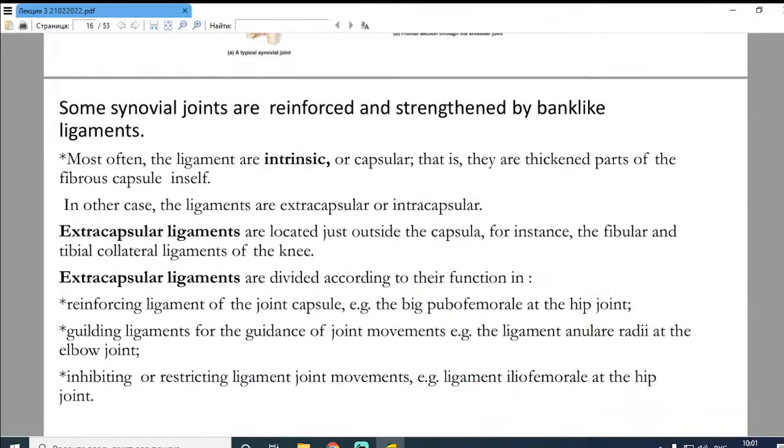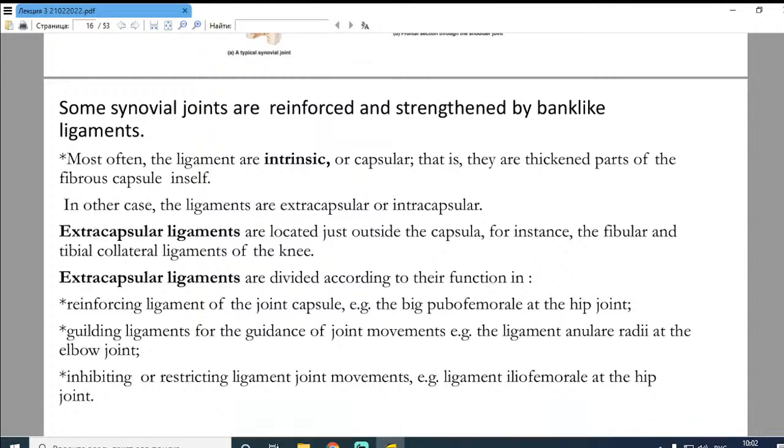Some synovial joints are reinforced and strengthened by band-like ligaments. Most often, the ligaments are intrinsic or capsular, that is, they are thickened parts of the fibrous capsule itself. In other cases, the ligaments are extracapsular or intracapsular. Extracapsular ligaments are located just outside the capsule, for instance, the fibular and tibial collateral ligaments of the knee.